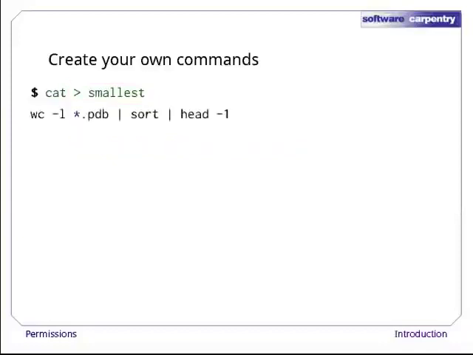Type in this line: wc -l *.pdb | sort | head -1. You may remember this as the pipe we constructed in the previous episode to find the smallest molecule file. After pressing enter to end the line, type Ctrl-D. You should immediately get a new shell prompt.